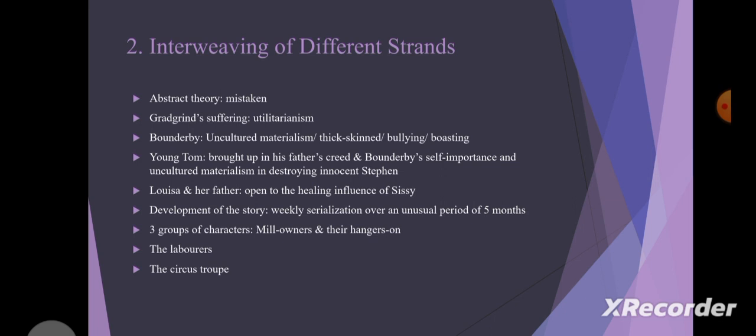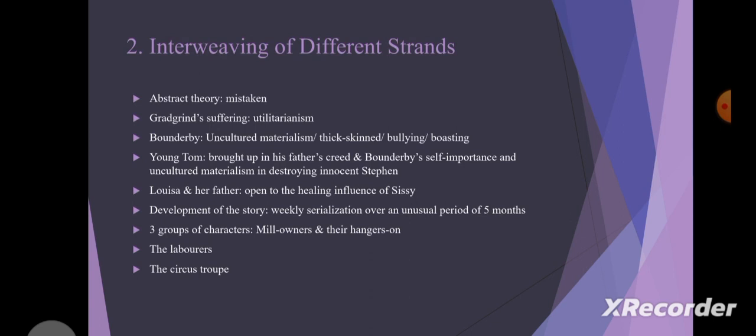The hurt done to Louisa, both by Tom's weakness and by the guile of James Harthouse, is not ultimately destructive but callous. So, purged by suffering, both Louisa and her father are open to the healing influence of Sissy, the stroller's child.